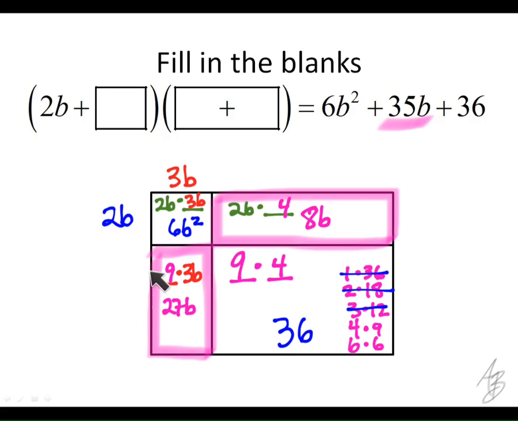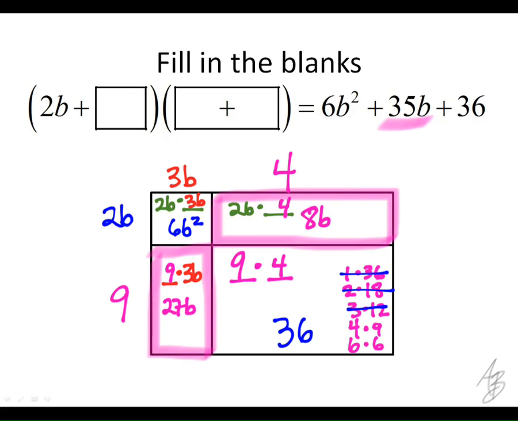Not 27. The area is 27b. No, the 3b is the width. Okay, so the 3b here, that's the width. The 9, that's going to be the height. And then over here, what's the width of this box going to be? That's going to be 4.